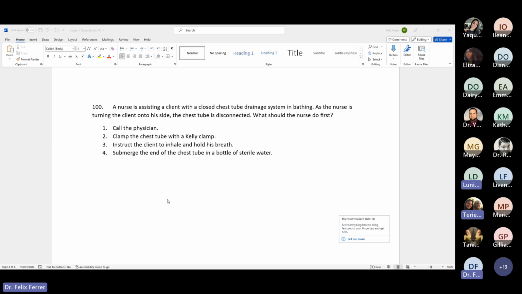A nurse is assisting a client with a closed chest tube drainage system in bathing. As the nurse is turning the client on his side, the chest tube is disconnected. What should the nurse do first? Number 4. Yeah, number 4. Really good. Which is the step after that?